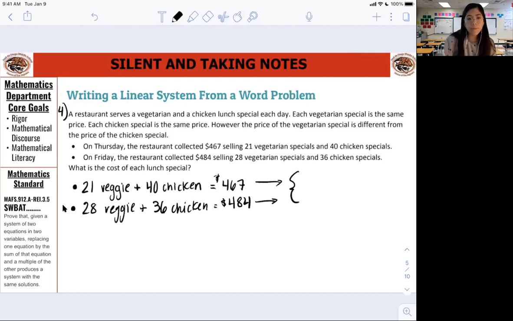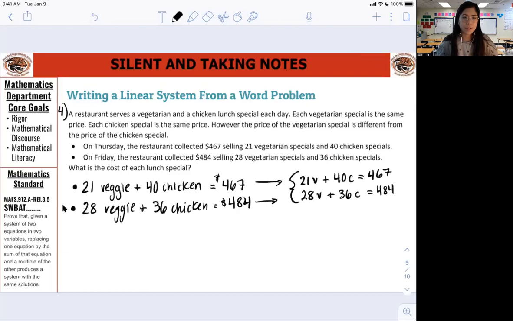You can put 21V plus 40C equals 400. Exactly. And then 28V plus 36C equals 484. So this one, I love when they break it down for you. Sometimes the questions are going to be a little bit more confusing. Sometimes they're very nice to you and they basically break it down. So any questions on how I got my two equations for this one?